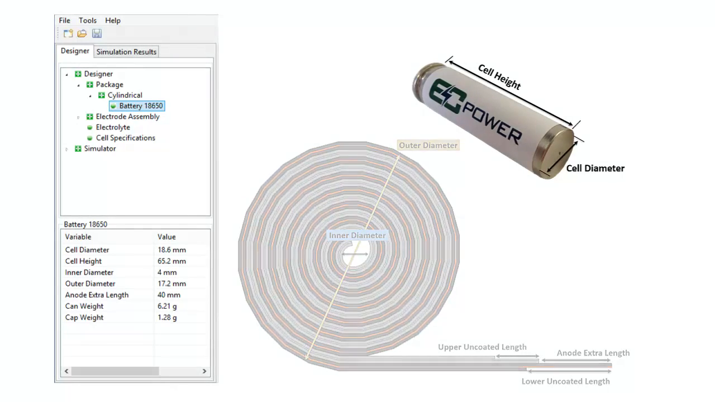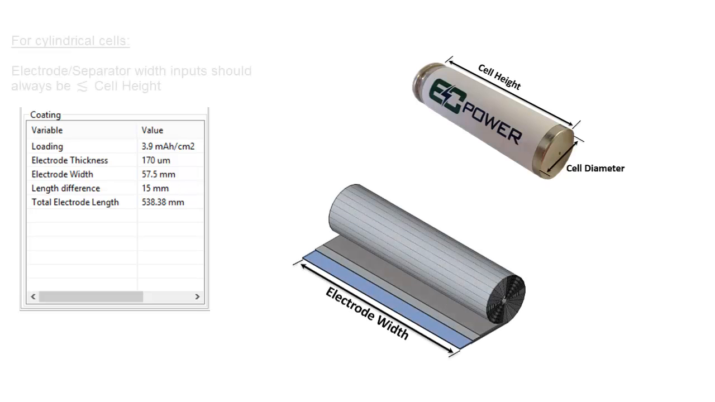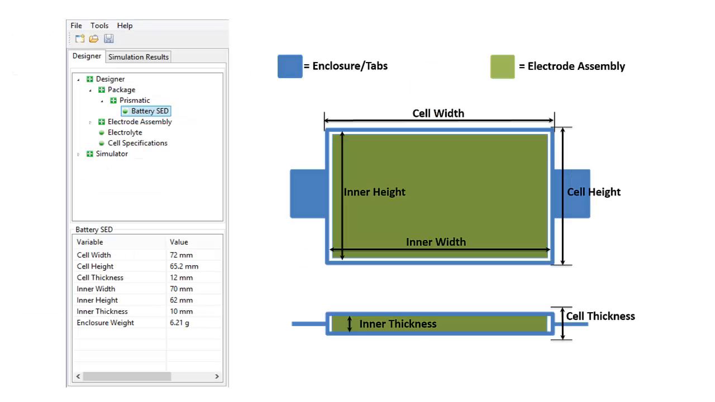In the Coding tab, you will define the electrode width, which corresponds to the width of the unrolled electrode and should always be less than the cell height value used for the package node. If desired, you can also input the length difference between the upper and lower coatings of the electrode. In most cases, though, you can just use the default value.